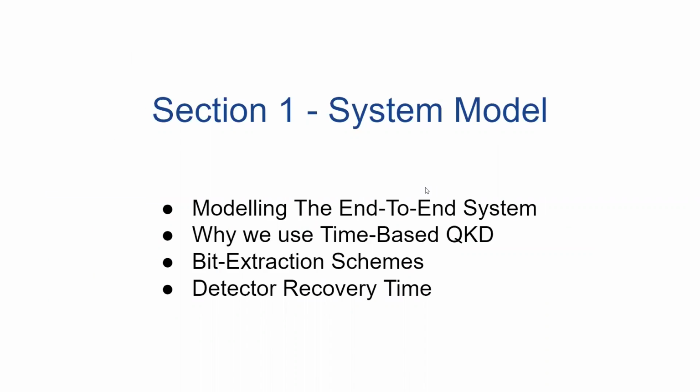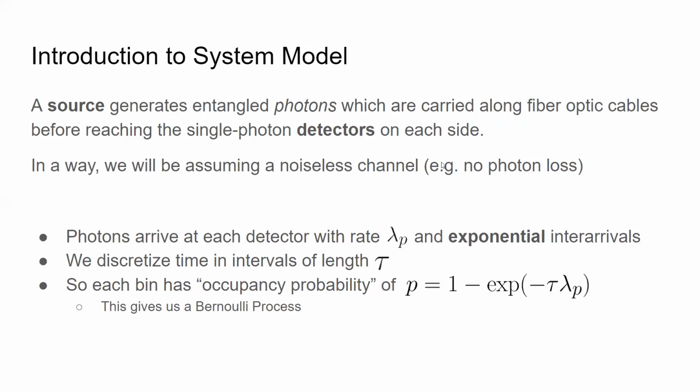So we move on to section 1, system model, and here I'll introduce our model of the end-to-end system and explain why we use not just QKD, but more specifically time-entanglement based QKD. And then I'll explain the bit extraction schemes, or I'll use this term bit extraction scheme interchangeably with binning schemes. And finally, I'll introduce what this detector recovery time is. Okay, so introduction to system model. So we have a source which generates entangled photons, which are carried along fiber optic cables before reaching the single photon detectors on each side.